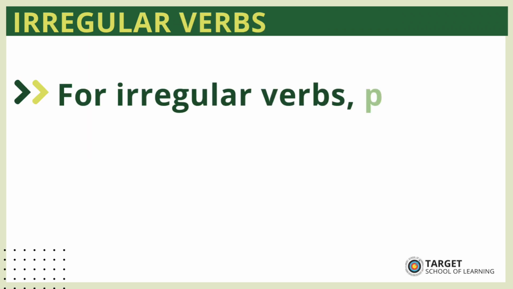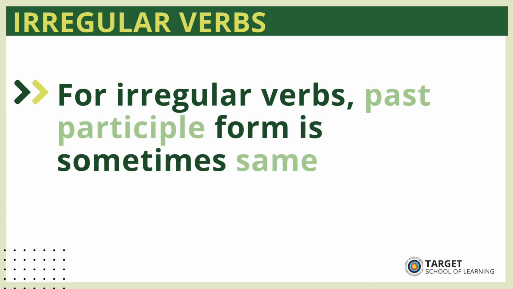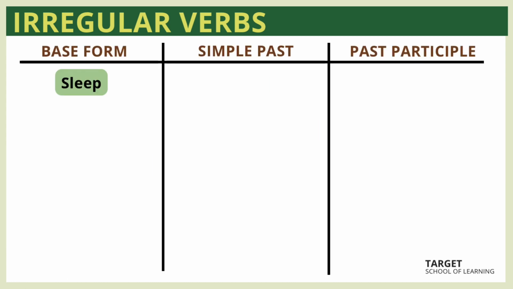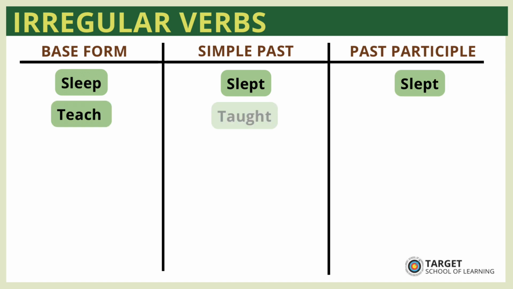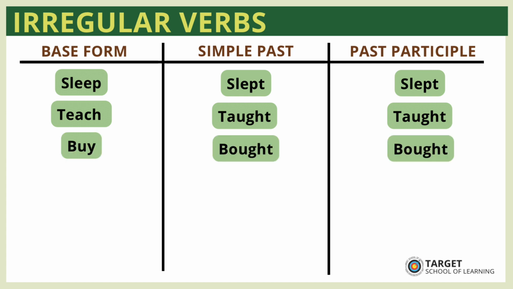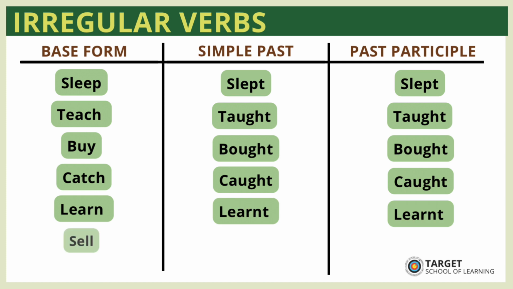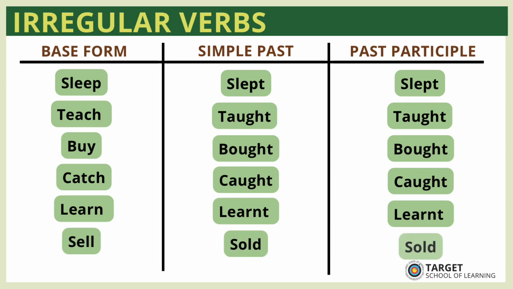For irregular verbs, past participle form is sometimes same as simple past but not always. Look at these illustrations. Sleep, slept, slept. Teach, taught, taught. Buy, bought, bought. Catch, caught, caught. Learn, learnt, learnt. Sell, sold, sold. Here, though the verbs are irregular, yet both past participle form and simple past are same.